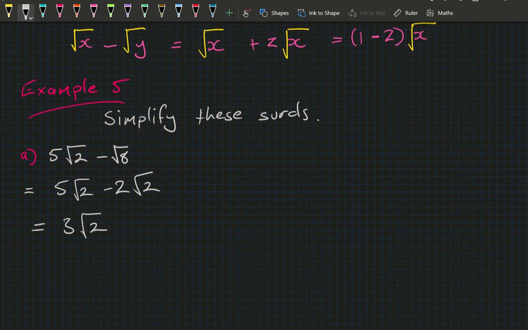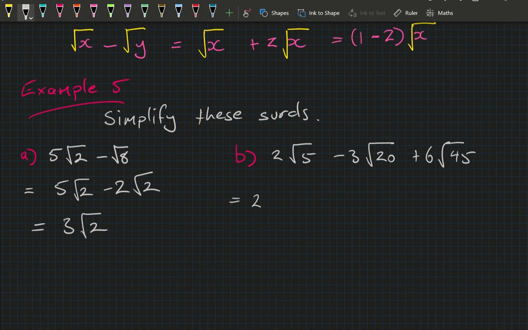Okay, let's have a look at part B, where the sum is 2 times the square root of 5 minus 3 times the square root of 20 plus 6 times the square root of 45. So 5 is a prime number, so I can't reduce that anymore. So I'm going to start off with writing equals 2 times the square root of 5. Then we need to look for perfect square factors in the next square roots. So 20 is equal to 4 times 5.